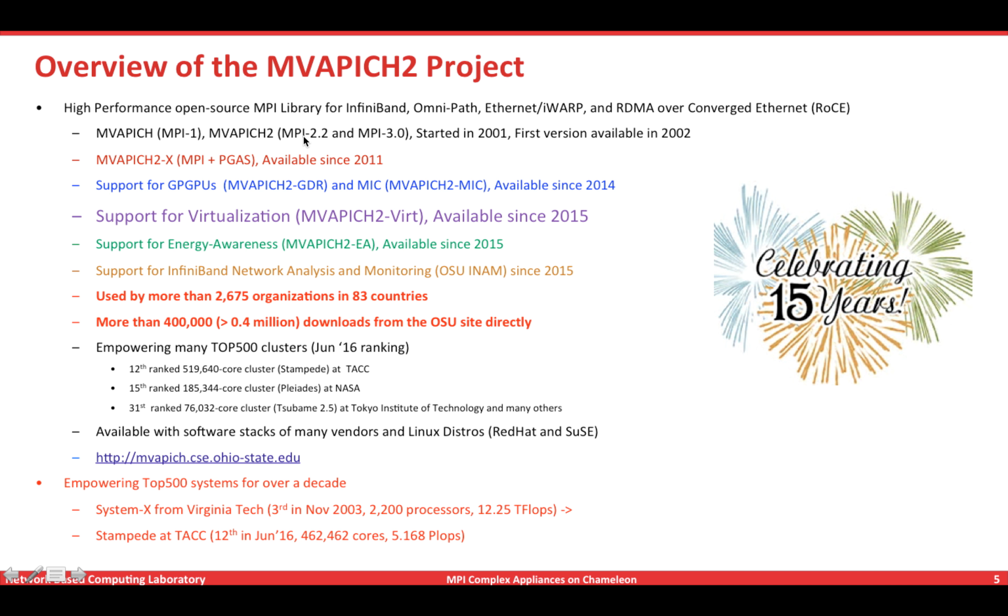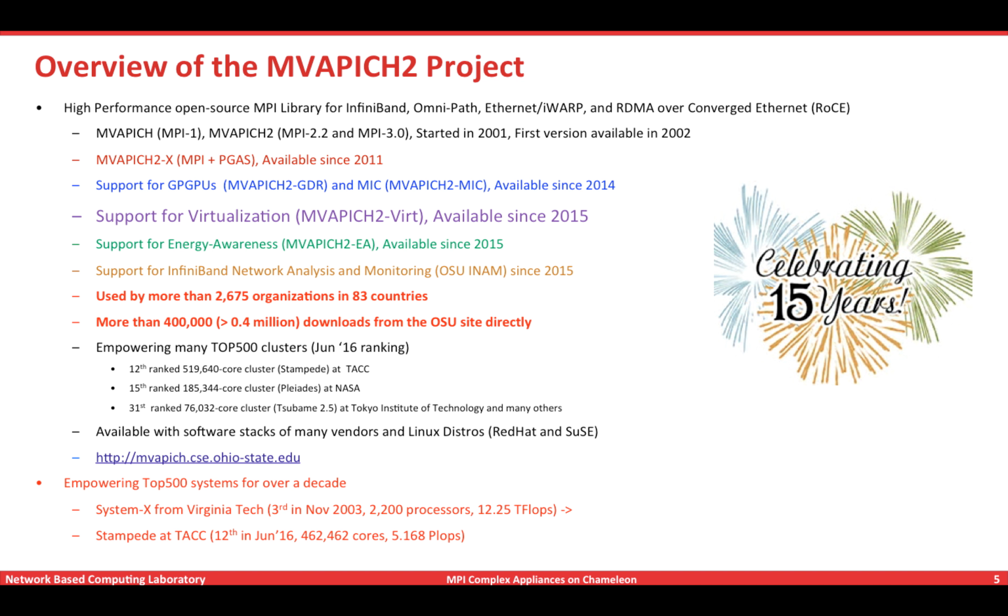So not only the MVAPICH2 library for the MPI programming model, we also have other variant libraries. For example, MVAPICH2-X is designed for the MPI plus PGAS hybrid programming model. MVAPICH2-GDR is designed for GPU accelerators. MVAPICH2-MIC is designed for the Intel MIC architecture. MVAPICH2-EA is designed for energy-aware scenarios. And there's one library we want to highlight here, MVAPICH2-Virt, which is based on MVAPICH2, but it has many optimizations for virtualization environments, so that users can run MPI jobs in virtualization environments easily and also get near to native performance.